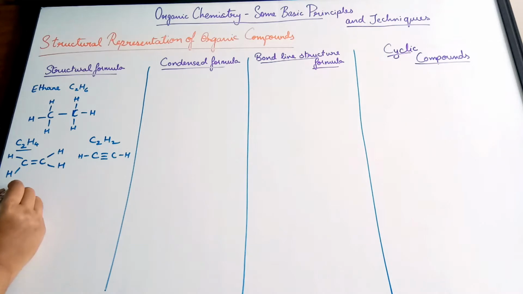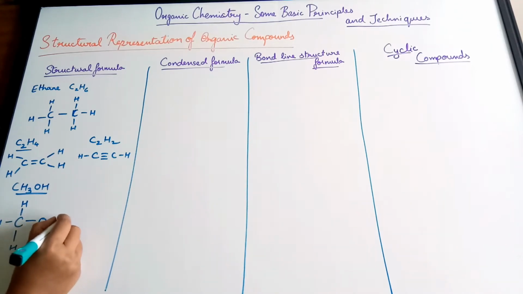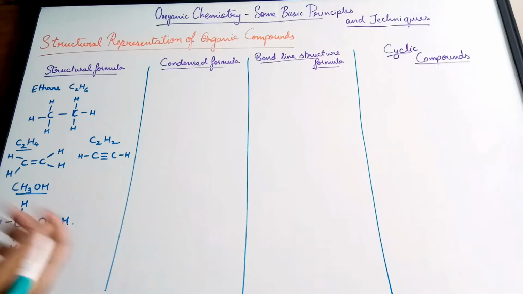So in case of methanol, methanol is CH3OH. Methanol's structural formula is represented as this. Since I told you it's not mandatory for us to represent the lone pair of electrons on oxygen, I'm not putting them, or we can do that as well. It depends. For structural formula, it's not mandatory.